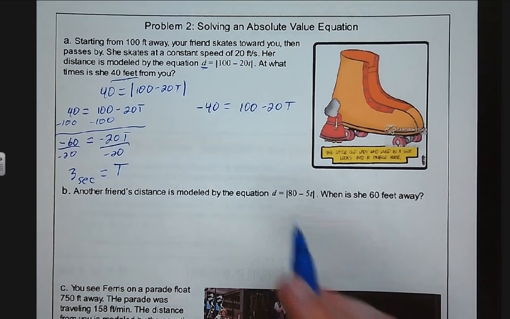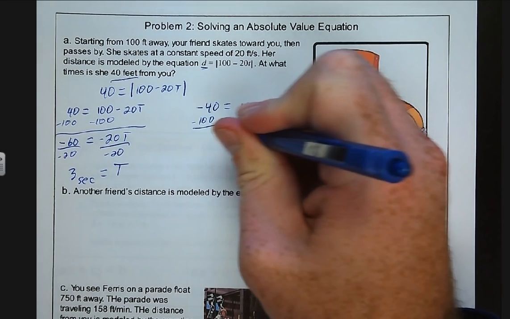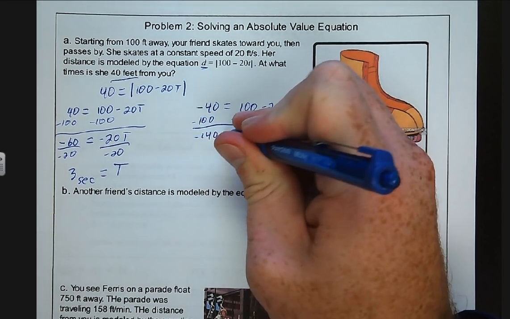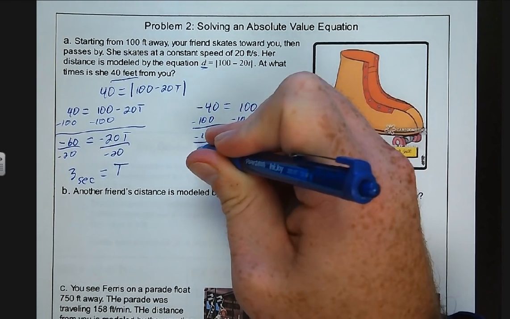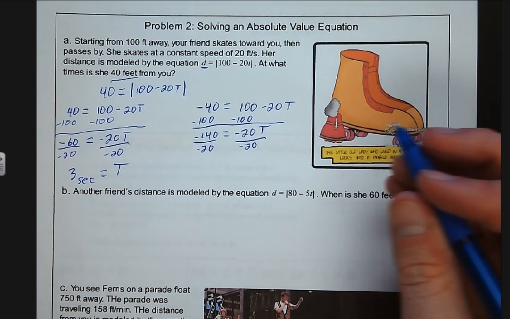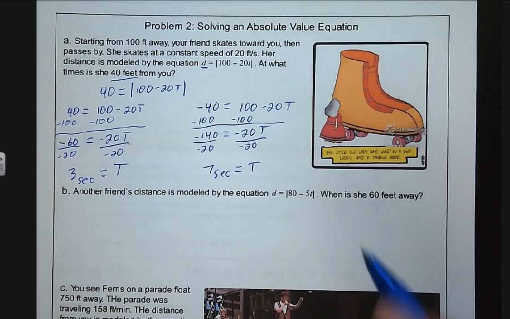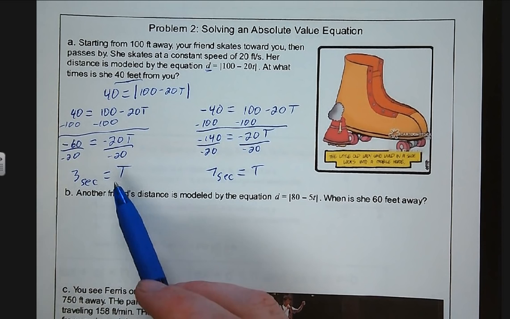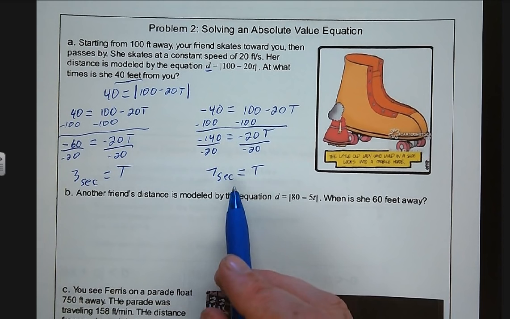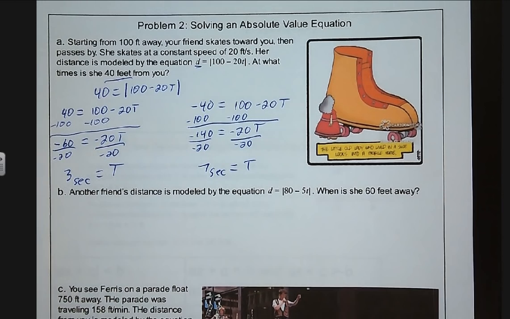All right. Our negative 40, so we're going to subtract 100 from both sides. We have negative 140 is equal to negative 20t. Divide both sides by negative 20. And we get a positive 7 seconds is equal to t. So, from the moment she started skating, at 3 seconds, she's going to be 40 feet away from you. And at 7 seconds, she'll be 40 feet away from you. And in this case, the positive 40 would be 40 feet in front of you, and the negative 40 would be 40 feet behind you.